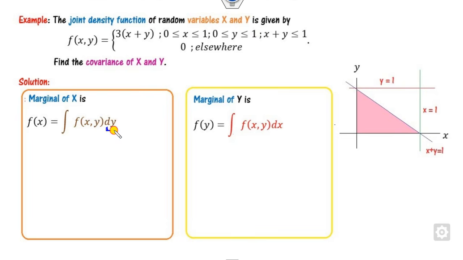You have to take the collection of all those y. So take the vertical strip on the y-axis. What is the value of y here? 0. What is the value of y here? This is 1 minus x. So the limits are 0 to 1 minus x.